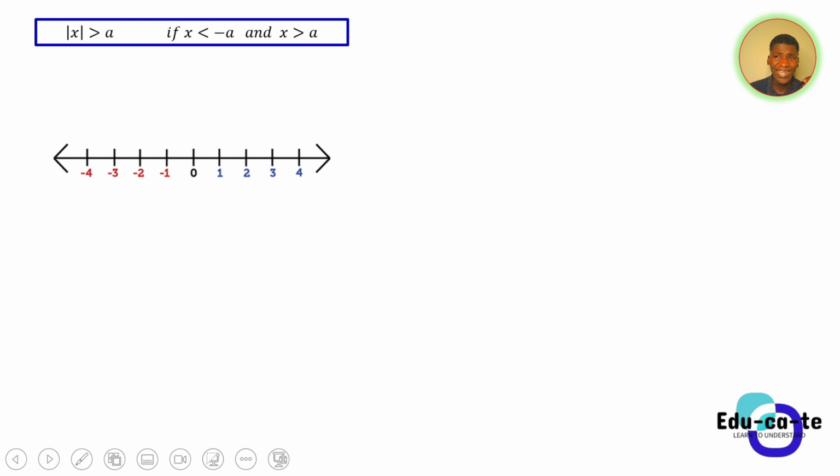What if there's no less than? What if there's a greater than? So we say that the absolute value of x is greater than a if x is less than negative a and x is greater than positive a. Okay, so this doesn't seem to make sense before we do some geometry with it.